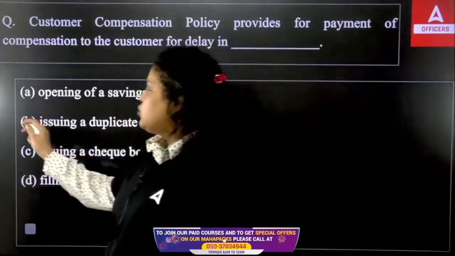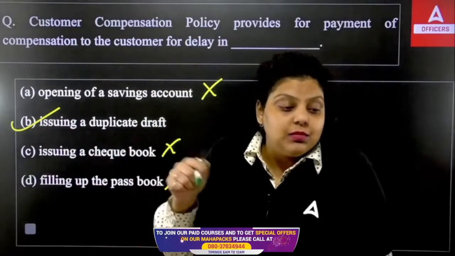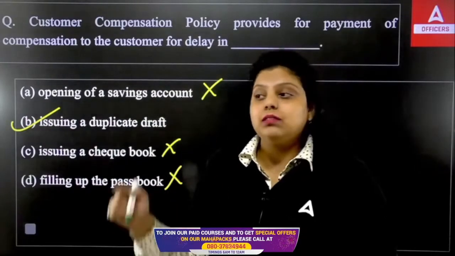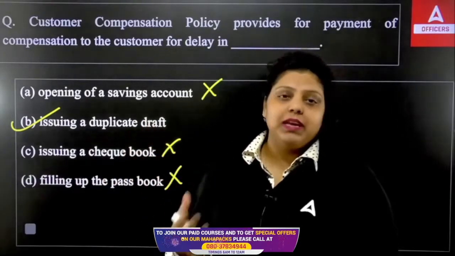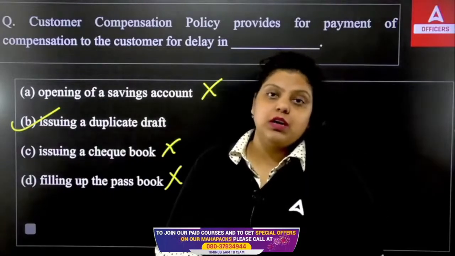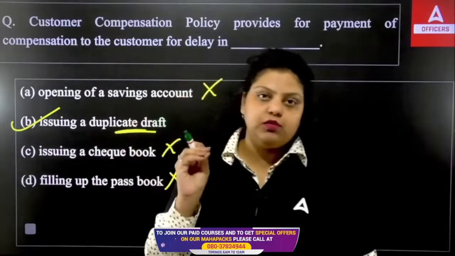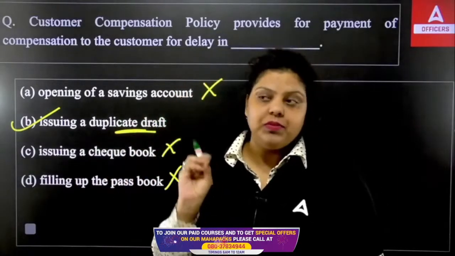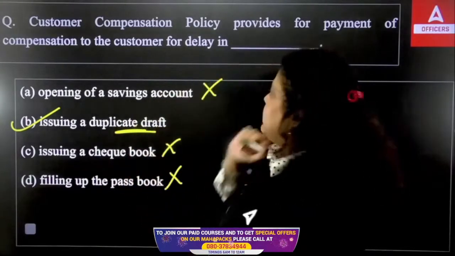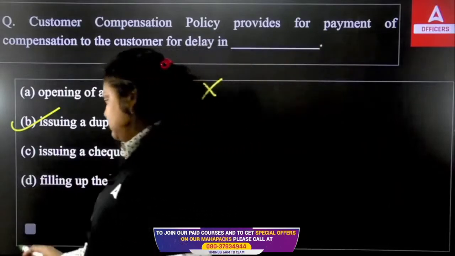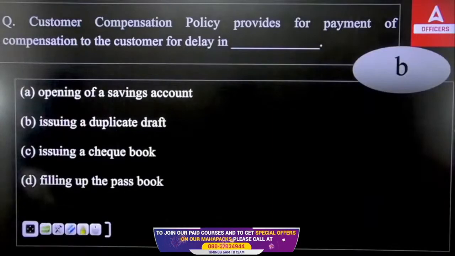But yes, when you are issuing a duplicate draft, because a customer will ask for a duplicate draft when his original document has been stolen or misplaced or something else. In that situation, the customer comes to you asking for a duplicate draft. So within a limited period of time, you have to issue that duplicate draft, after taking the indemnity bond. But if you delay in that, the compensation has to be given to the customer. So the right answer will be B, issuing a duplicate draft.